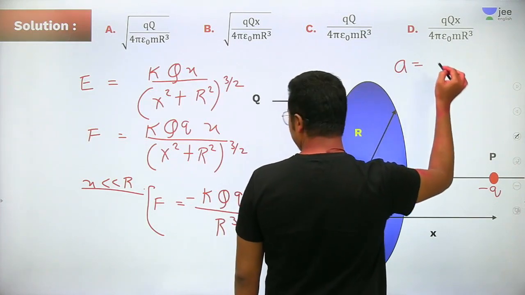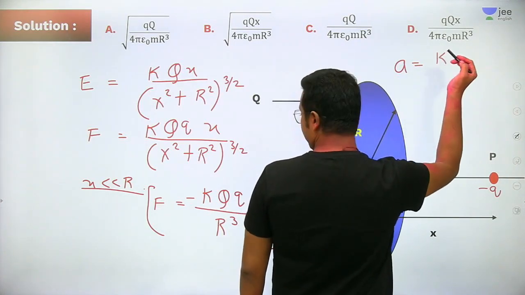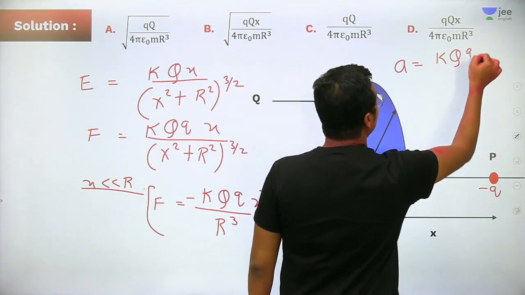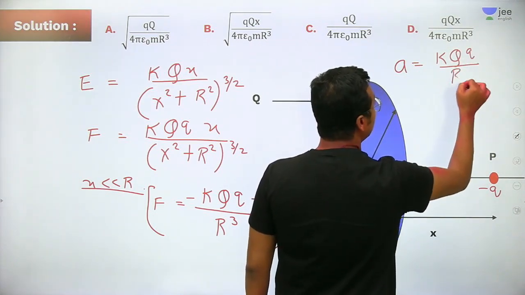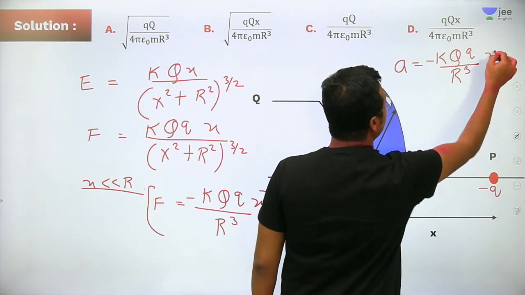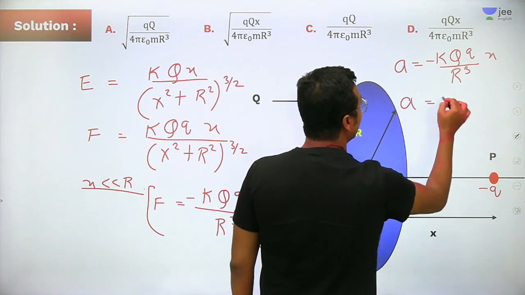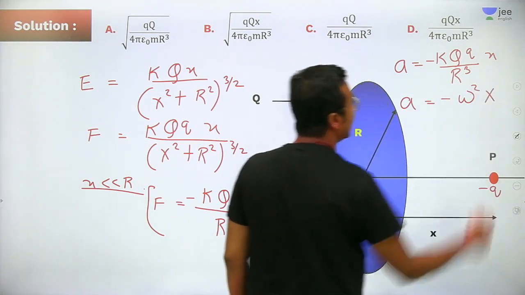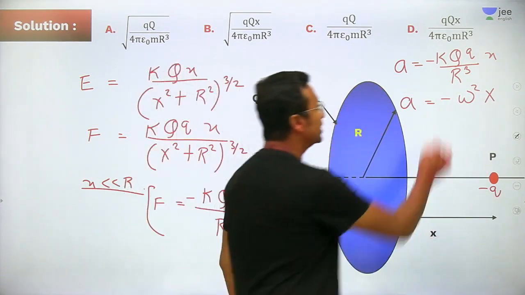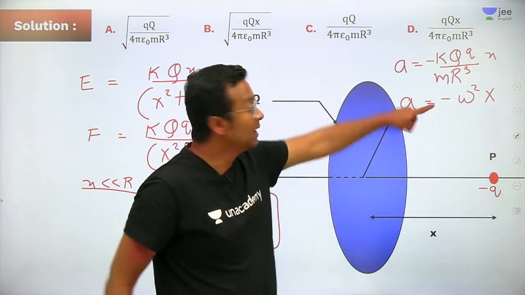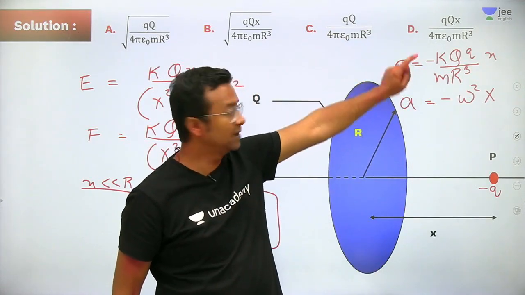So acceleration will be equal to KQQ upon r cube minus x. A can also be written as minus omega square x. All right. By the way, there is going to be an m out here. Now try to see this very clearly.